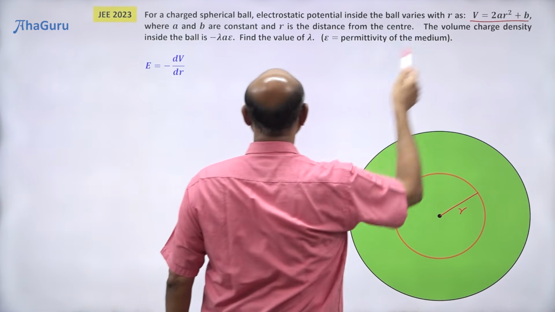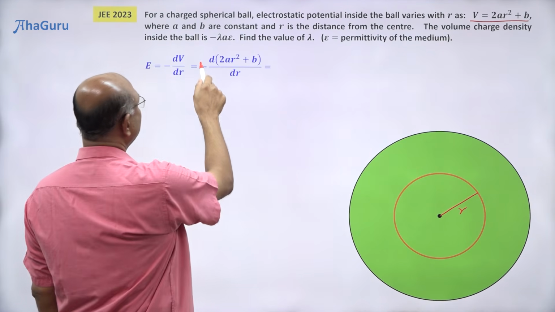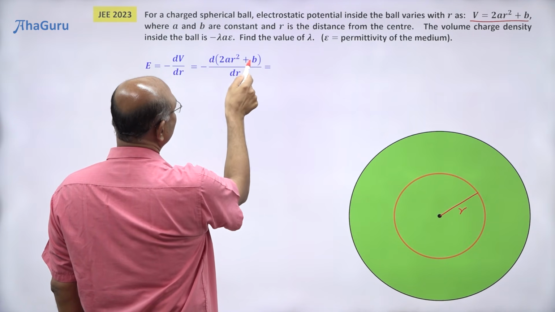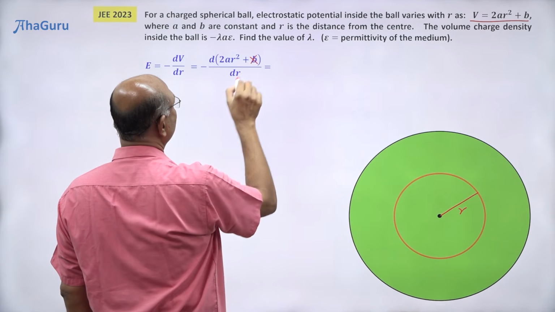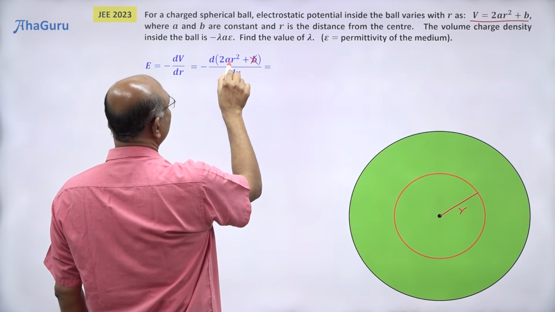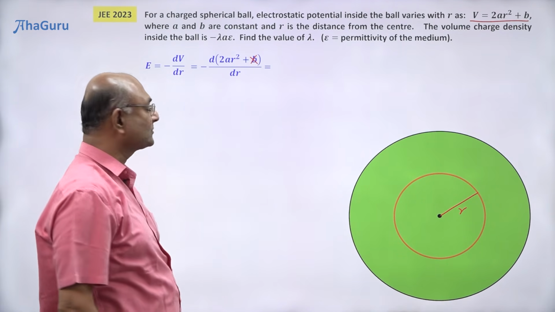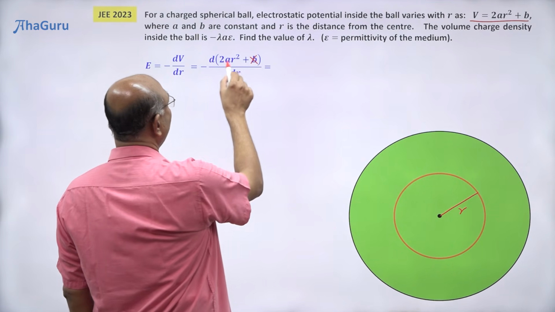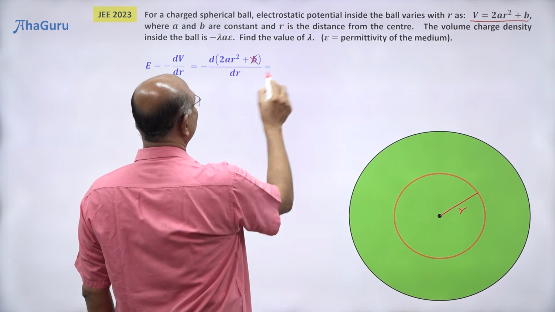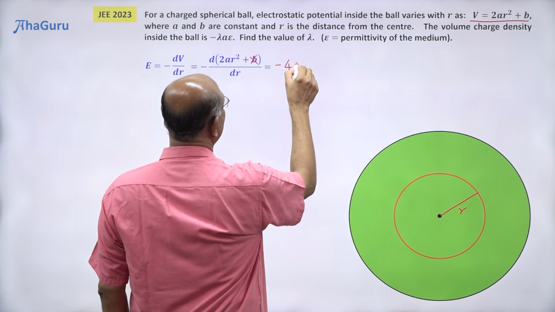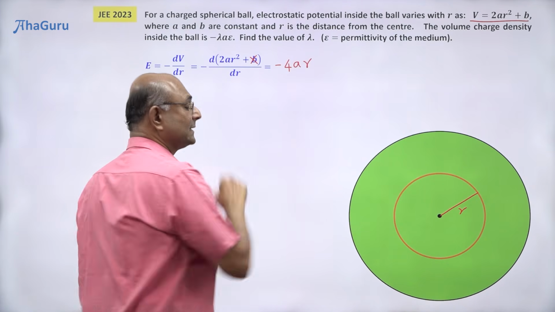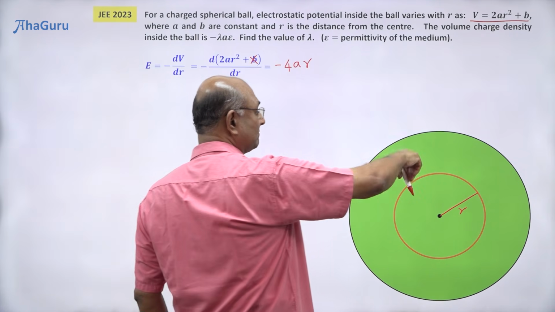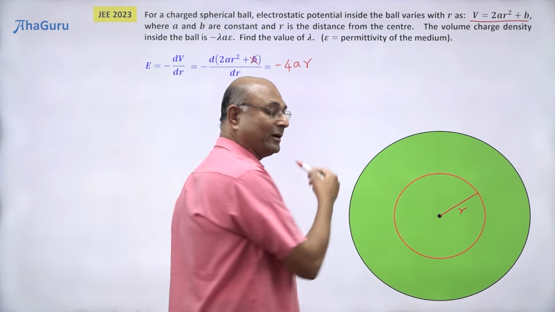This is V. So if I take minus d by dr of 2a r square plus b, B is constant, so when you differentiate that with respect to r, it's going to give us 0. 2a into 2r. When you differentiate r square, you'll get 2r. So 4ar, right? 2a into 2r. So 4ar with a minus sign. So minus 4ar. The negative sign says that the electric field is pointing towards the center, not radially away.